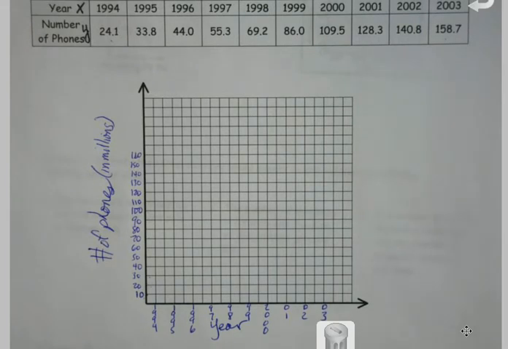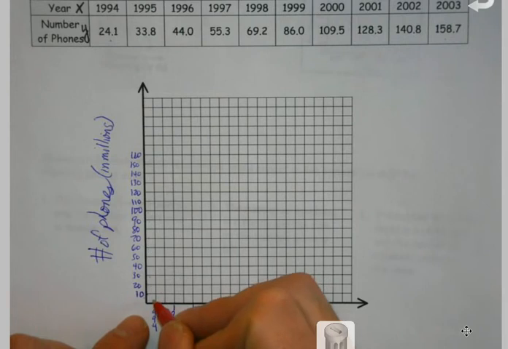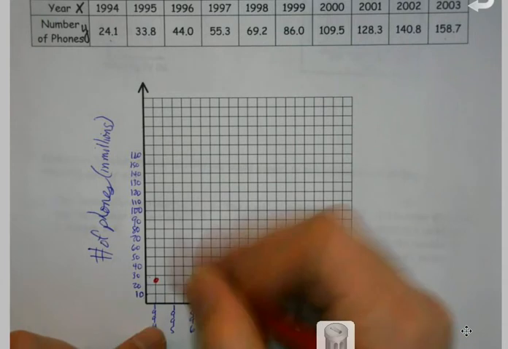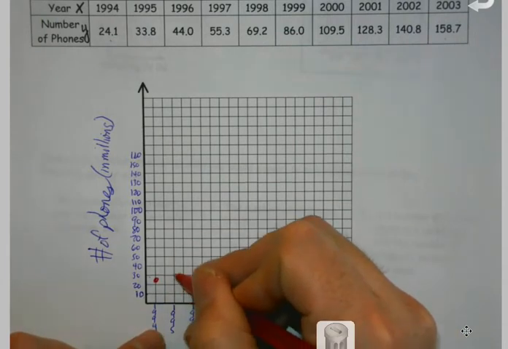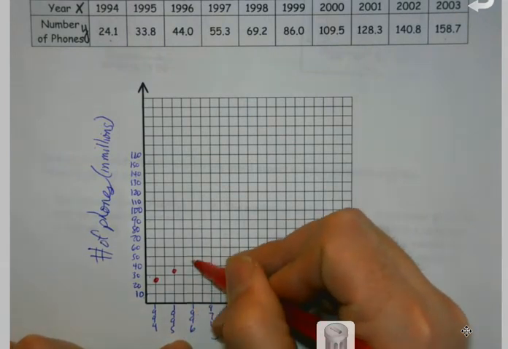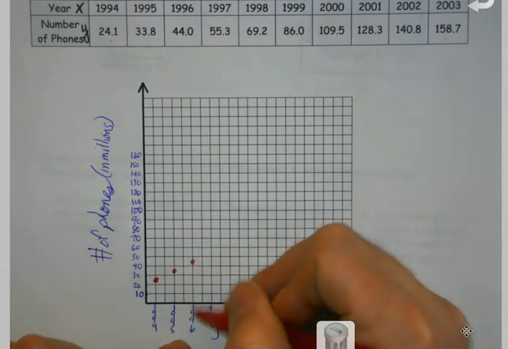So once I have that, my job becomes to go to each year and approximately plot where that point would be. If I'm starting with 1994, I'm going to go up to 24.1, so between 20 and 30 here. And I'll just put a dot. Okay, 1995, I'd be between 30 and 40. Again, I don't have to be perfect. I'm just trying to get kind of close. 96 is 44, so between those.